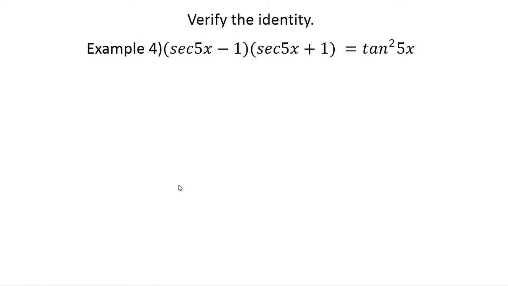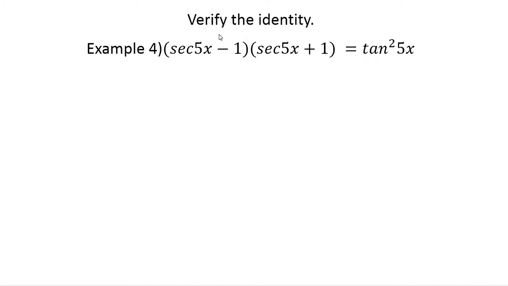All right, another example here, and I'm just trying to give you a variety, there's so many different kinds of identities we can work with. So I'm trying to give you a little bit of a variety, some of the different strategies we might use. So here's one. We've got secant 5x minus 1 times secant 5x plus 1 equals tangent squared 5x.